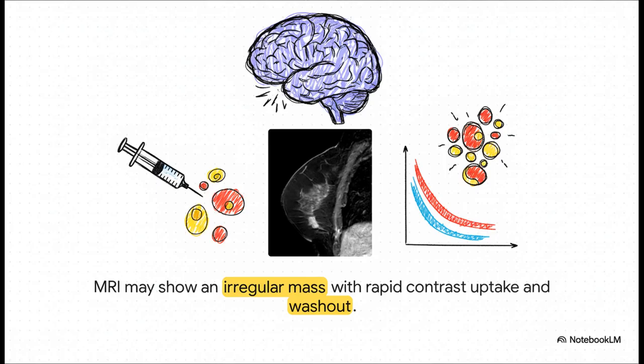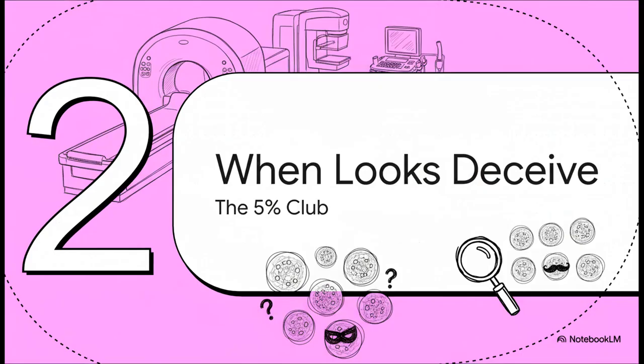And finally, let's peek at an MRI. For this, doctors use a contrast dye. And here's the thing. Cancerous tumors are kind of greedy. They build all these new leaky blood vessels to feed themselves, so they suck up that dye really fast and then release it just as quickly. That pattern is called a washout curve, and when you see that, plus an irregular shape, that is highly suspicious. So we've seen what cancer usually looks like, but now we're getting to the heart of our story.